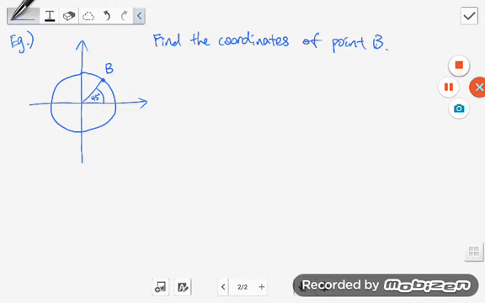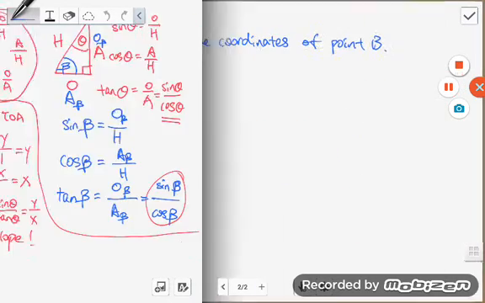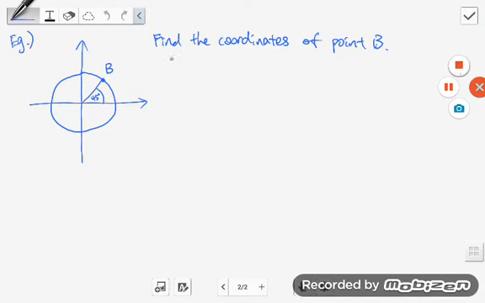Now, if you took the notes from what we just talked about in the first 10 minutes of this video, we know that the x coordinate is just the cosine of theta, and the y coordinate is the sine of the angle theta. Now, if I want to find my point B, the x coordinate would be cosine of 45 degrees, and your y coordinate would be sine of 45 degrees.